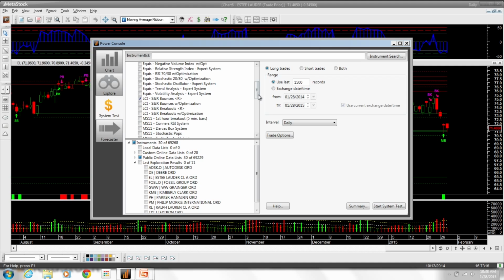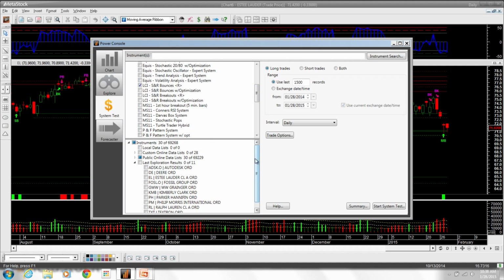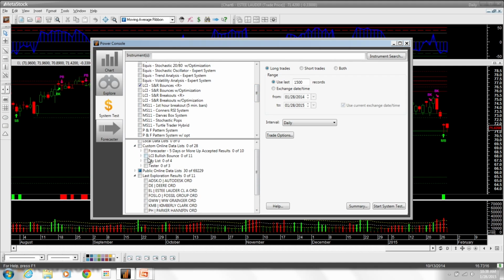So for the purposes of the signal that we're looking at now, I'm going to go to my SR bounces, and I'm going to select my custom list. And then I'm also going to select the Dow 30, just to give me a benchmark of maybe some instruments that I haven't seen yet that might give me a structure.